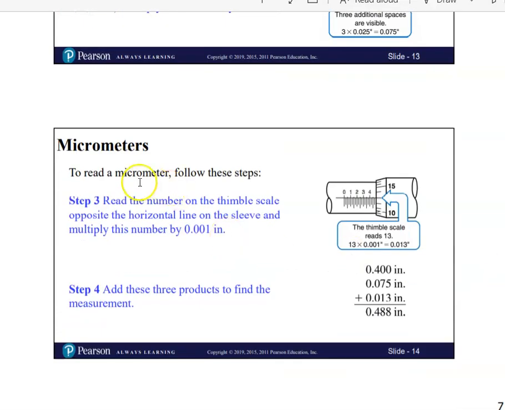To read a micrometer, the step 3 that you're going to need to use is to read the number on the thimble scale opposite the horizontal line on the sleeve and multiply that number by 0.001. So we've got 10 here, 15 here, so 11, 12, 13. 13 times 0.001 is going to get you 0.013. Now you're going to take all of the numbers that you came up with and add them together for your final answer of 488 thousandths inches.